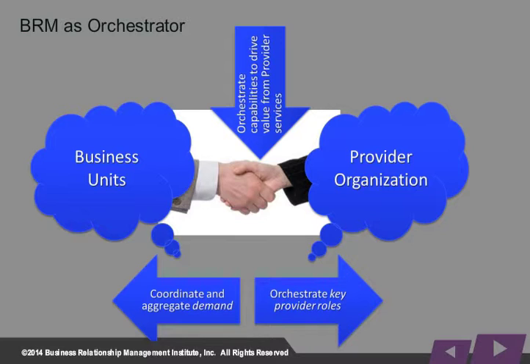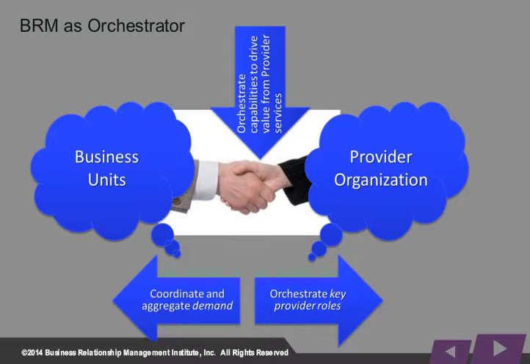The first aspect is to orchestrate capabilities to drive value from provider services. For example, BRM might be involved in developing and maintaining IT service continuity plans to ensure that they continue to reflect changing business priorities.